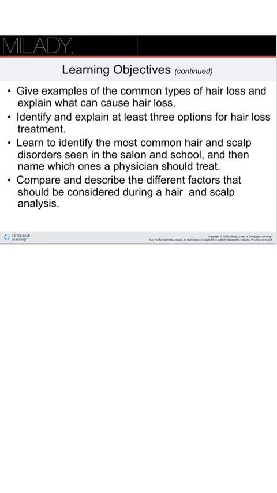Learn to identify the most common hair and scalp disorders seen in the salon and school, and then name which ones a physician should treat. Compare and describe the different factors that should be considered during a hair and scalp analysis.